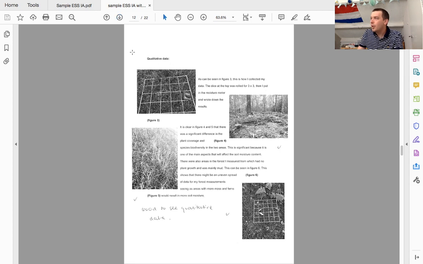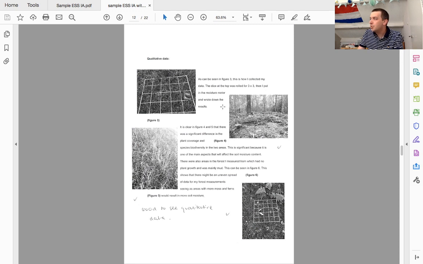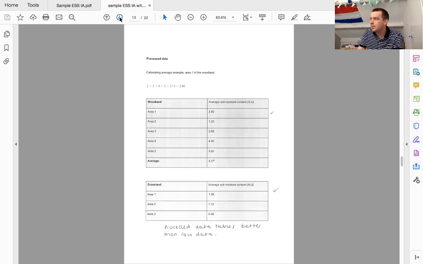However, the qualitative data which is here is really great. There are photographs of the experiment, and each photograph is referred to in a short paragraph of text. This is really great work. So this is a good recommendation from this piece of work.